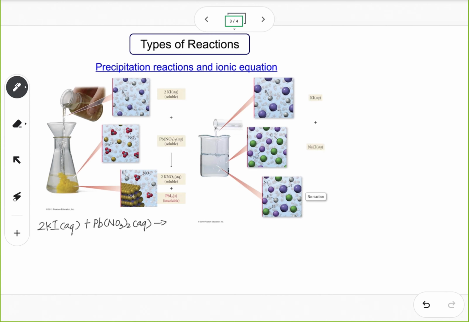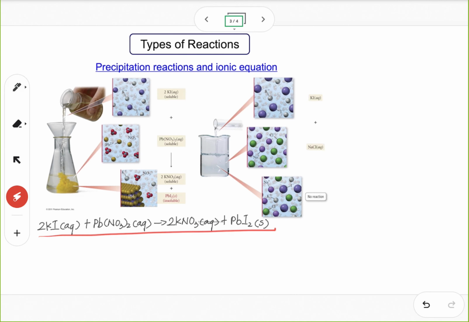Now, it generates 2 products. It's going to be 2 potassium nitrate. Of course, this is going to be aq because potassium salts are soluble and nitrate salts, all of them are soluble, so apparently potassium nitrate will be soluble. Now, the other product would be lead iodide, and this is insoluble. When you have an insoluble product, that means it will precipitate out from the solution and generate a solid. So we use s to represent the state of this precipitate. So this is the full reaction.